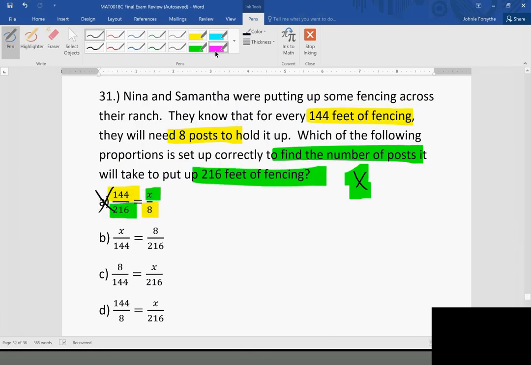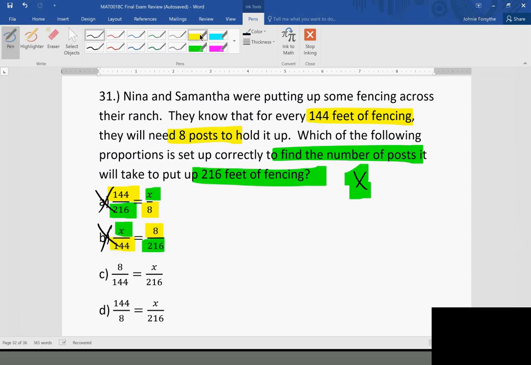Let's look at the next one. So we have x over 144. That'll be green over yellow equals yellow over green. This is another example where it's not lined up, because x is the number of posts over fencing for another scenario equals 8, the number of posts over a totally different scenario, so this would not work.